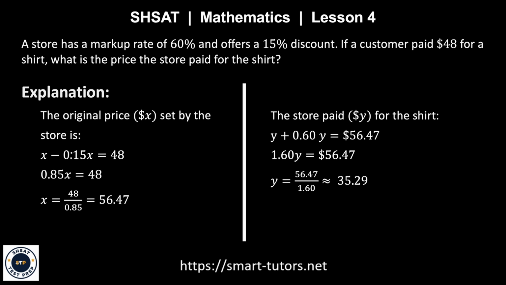So if you simplify that, that gives you 0.85x equal to 48, and solving for x, that is 56.47. Now the store paid y for the shirt, so that means y plus 60% of y equals 56.47. Right, now add them up, so that gives you 1.6y equal to 56.47, and solving for y, that gives you 35.29. So make sure that you pause the video and practice by yourself.